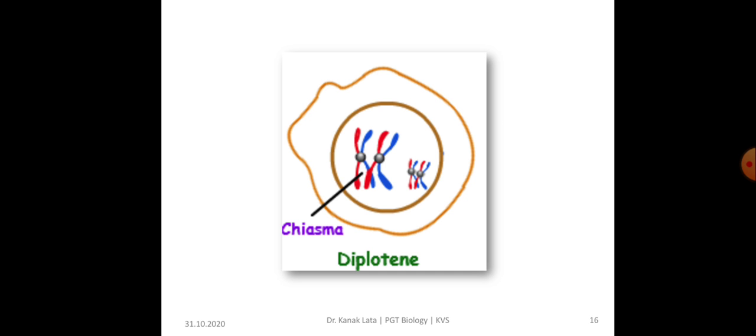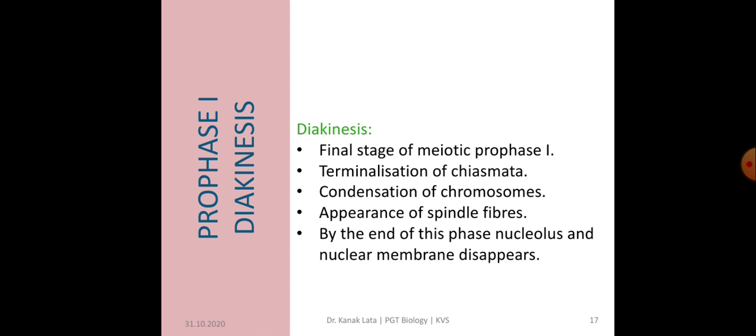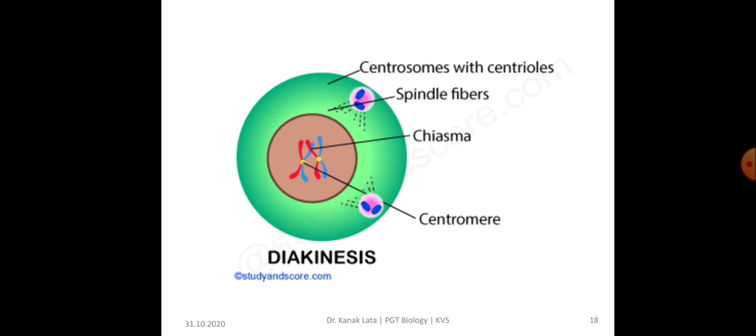In the given figure, you may observe diplotene as well as X-shaped structures called chiasmata. Now it is about the final stage of prophase 1 of meiosis 1, that is diakinesis. The chromosomes condense and chiasmata disappear, called terminalization of chiasmata. There is appearance of spindle fibers, and by the end of diakinesis, nucleoli disappear and the nuclear membrane breaks down and also disappears. Here is the figure which shows diakinesis.